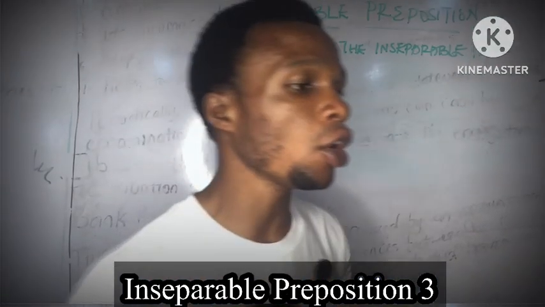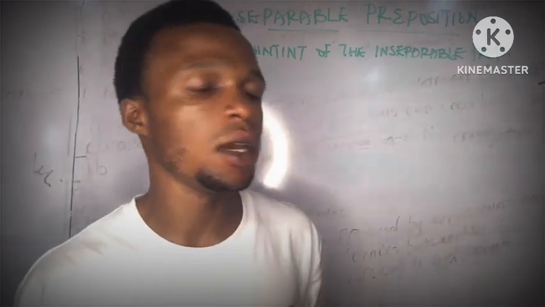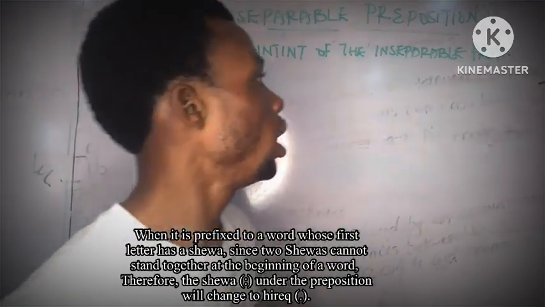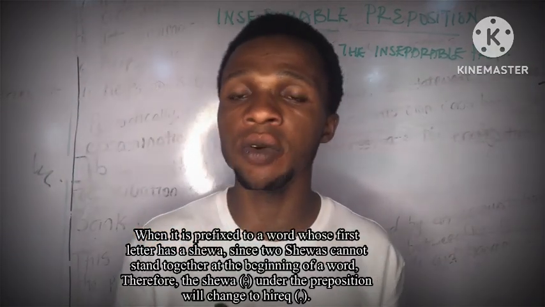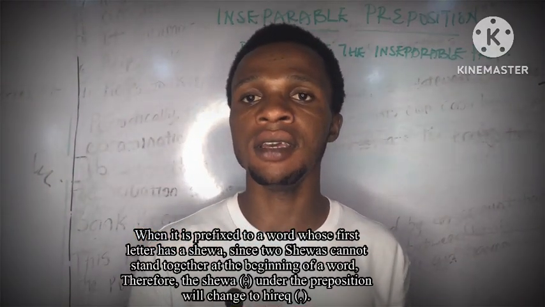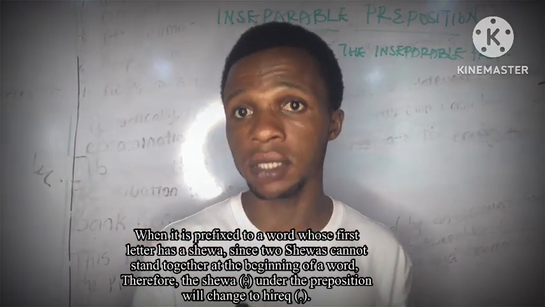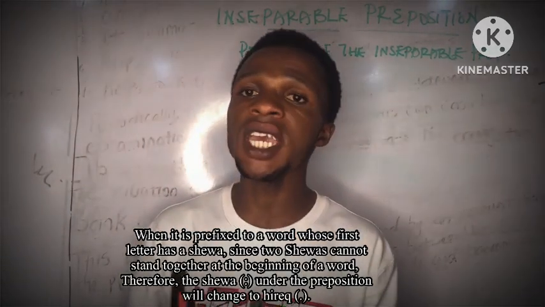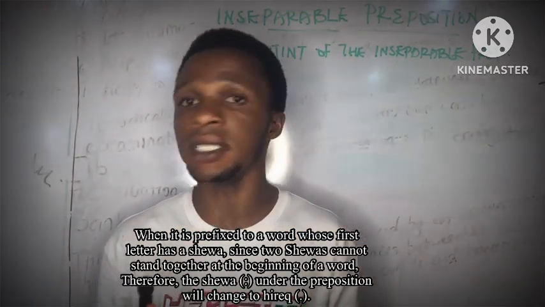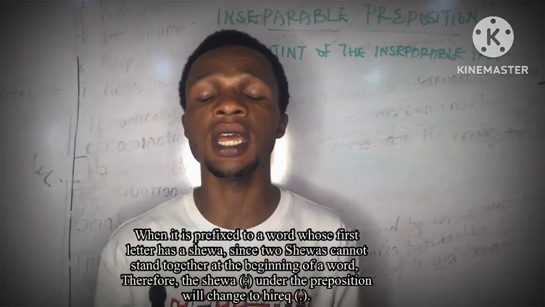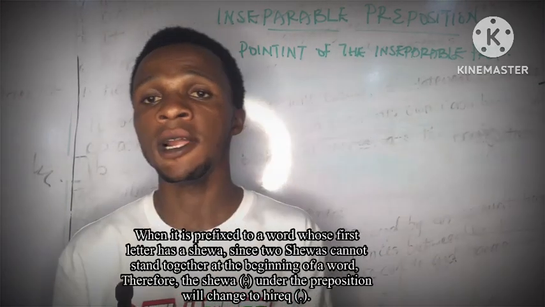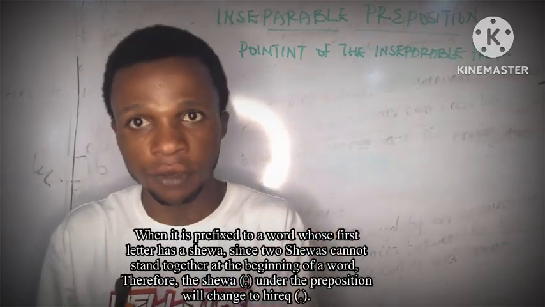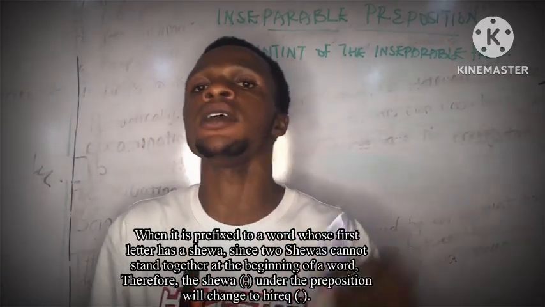So, welcome back. The third one I'm going to talk about is when this inseparable preposition is to be attached to any word that already has a shewa at the beginning of it. So if there is a word that has a shewa under it, if you are to attach this inseparable preposition to it, how do you do that? It's going to take a different turn.